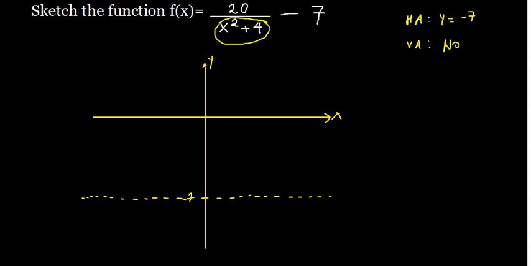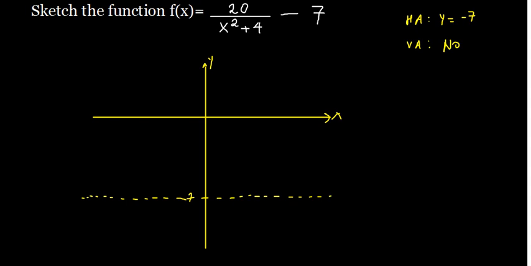Now if we have a small denominator, it means the function is bigger. A small denominator makes the function bigger. For example, 20 over 4 is a 5, and 20 over 5 is a 4. So when the denominator increases, the function becomes smaller.